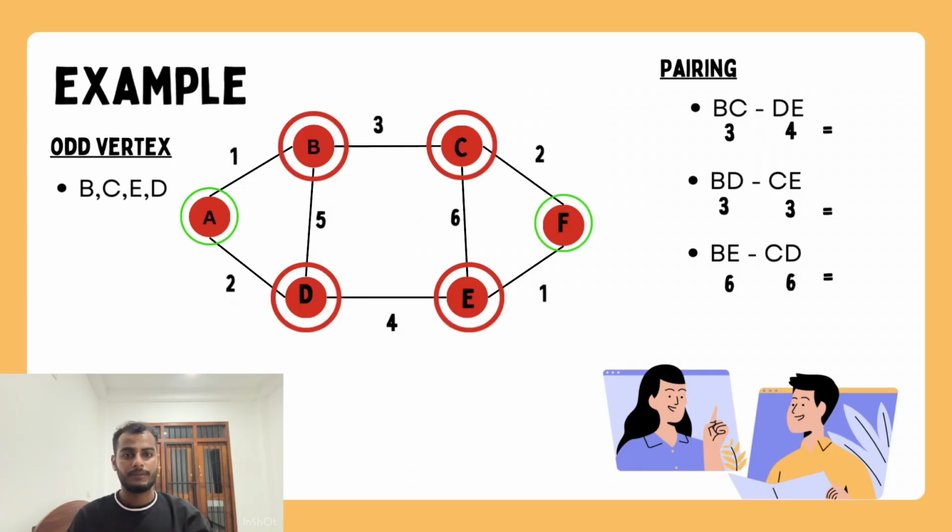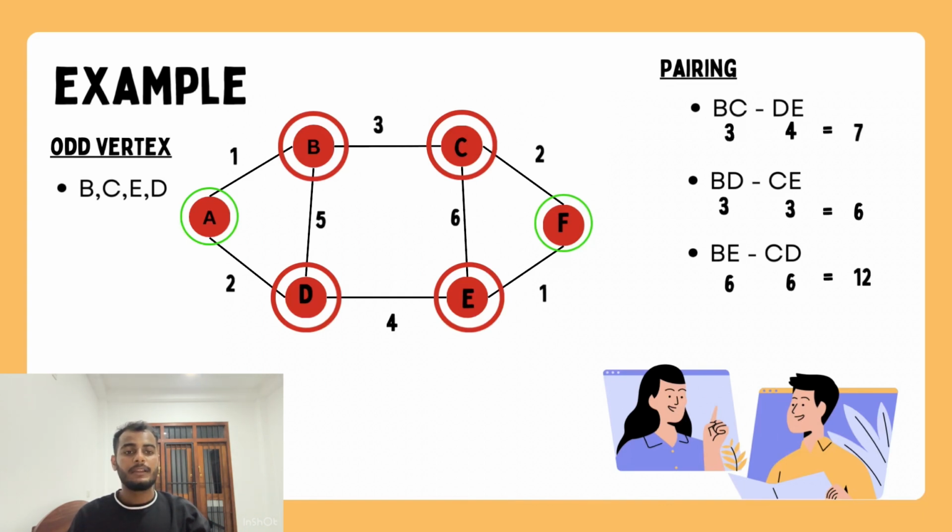Step 2. Find the shortest path between odd degree vertices. As you can see, I have paired BC and DE with 3 and 4 values, BD and CE with 3 and 3 values, and BE and CD with 6 and 6 values. And we must add the pairings. Now we can see that BD and CE is the shortest path. BD and CE is the perfect pair because it's the smallest value.